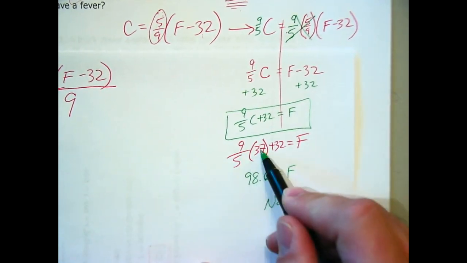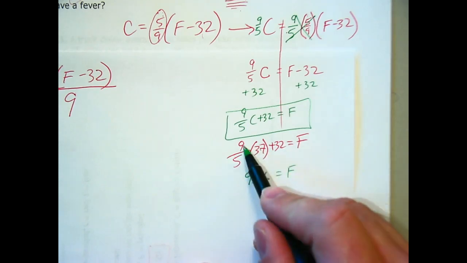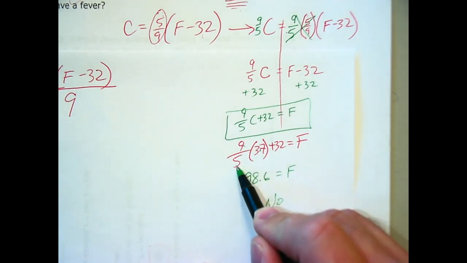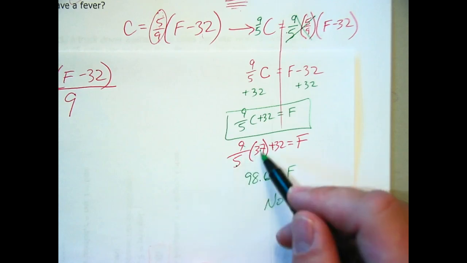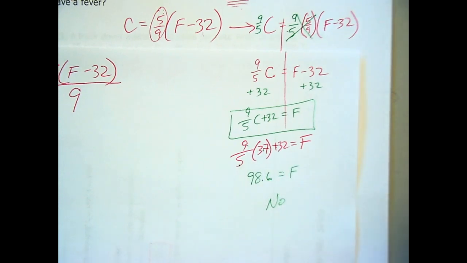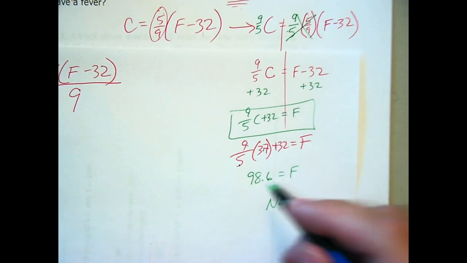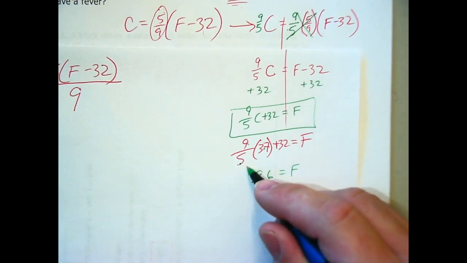So 9/5 times. So when you're multiplying here, it's 9 times 37 divided by 5 plus 32. Or 9/5 times 37 plus 32. Yeah. What's that? 98.6 is average. Good.